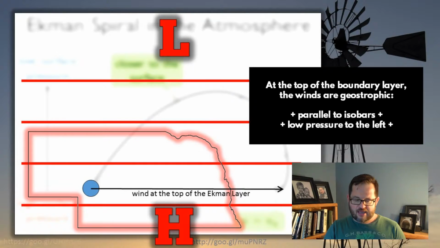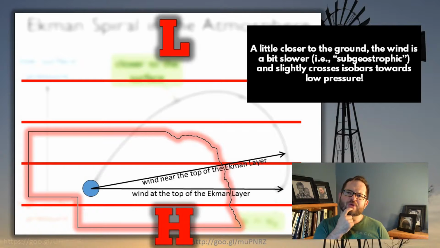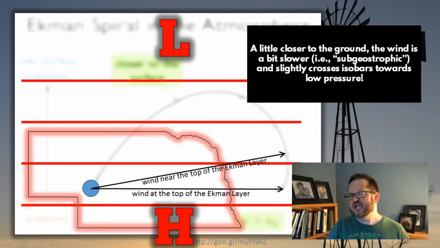All right. Again, notice I've got that Ekman spiral on there, but I've blurred it out. I don't want you to see it just yet, but I want to kind of keep it in mind. Now, if I were to say, well, what about the winds just below the top of the Ekman layer? Up high in the Ekman layer.